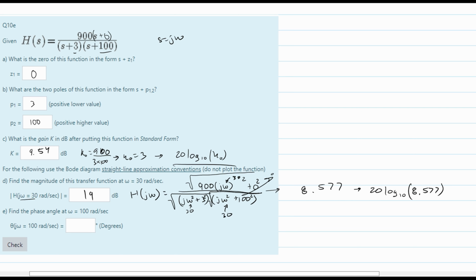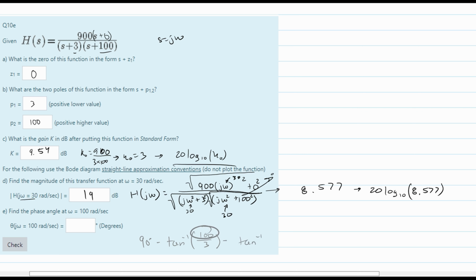Now we need to solve for our phase angle. For our phase angle, when omega is equal to 100 rad per second, we are going to take 90 degrees. From this, we are going to subtract tangent -1 of our, because we only have poles and not zeros, we're not going to worry about the zeros. If we did have zeros, we would add them instead of subtract them. We are going to have our 100 over 3, and then we are going to have minus tangent -1. The reason why we have this 100 is because of the j omega.